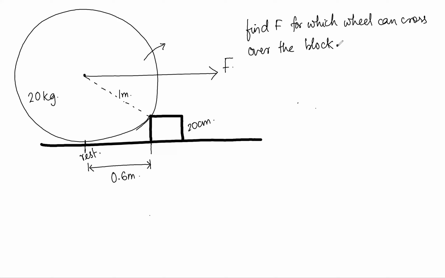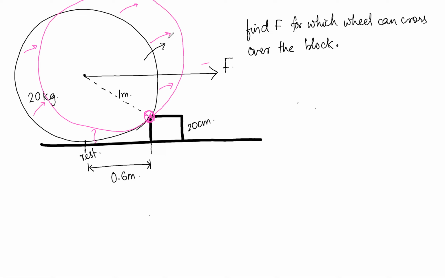The good thing about this problem is that if at all the wheel starts moving, this is the axis of rotation because this point cannot move. This point is obstructed by the block. Literally every other point is going to move, and after some time, the entire wheel is going to shift forward like this. So this is what can happen. This is the axis of rotation.